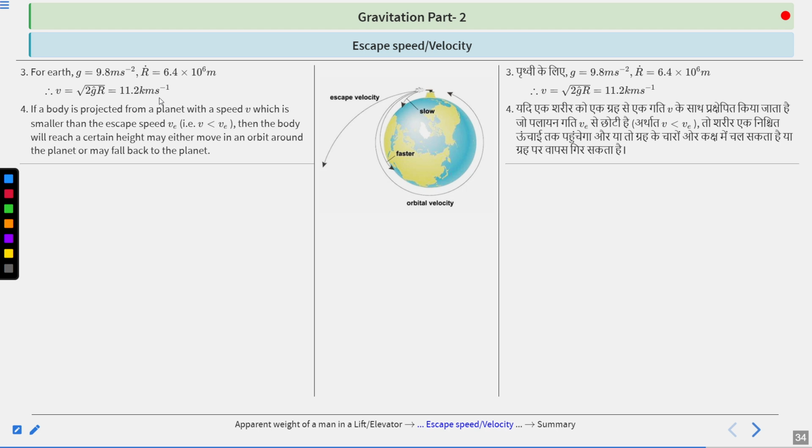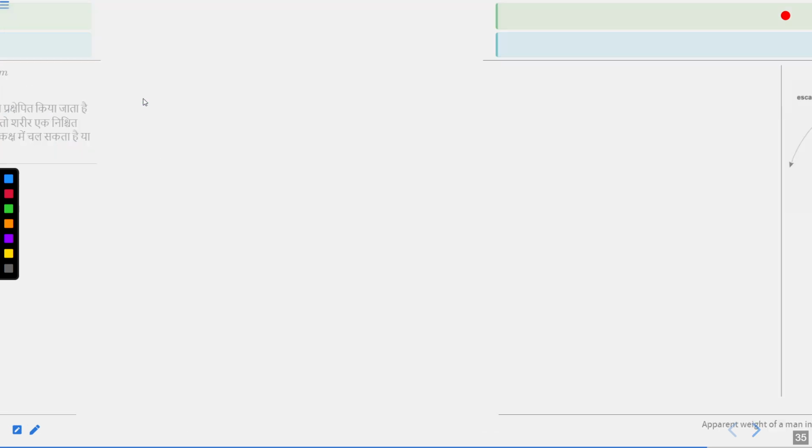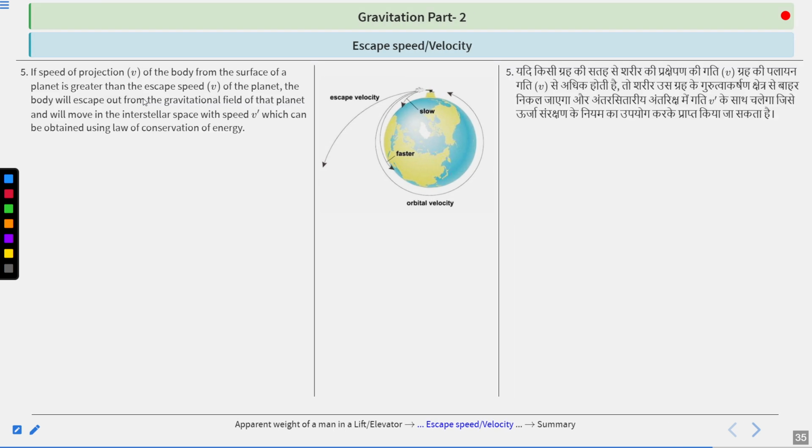If a body is projected from a planet with a speed smaller than the escape speed, then the body will reach a certain height, and may either move in an orbit around the planet or fall back to the planet, because it is not able to reach the speed of 11.2 kilometers per second, the escape speed. If the speed of projection from the surface of the planet is greater than the escape speed, the body will escape the gravitational field of that planet and move in interstellar space with speed v1, which can be obtained using the law of conservation of energy.